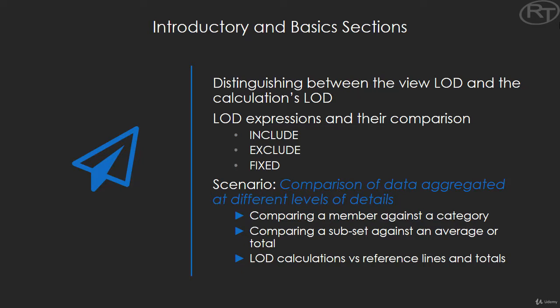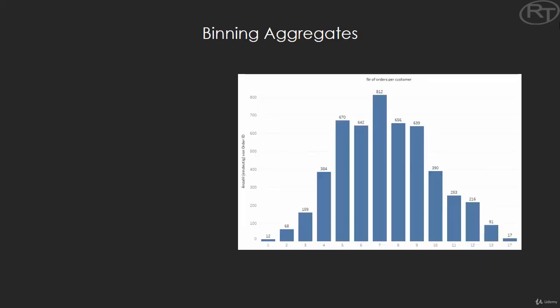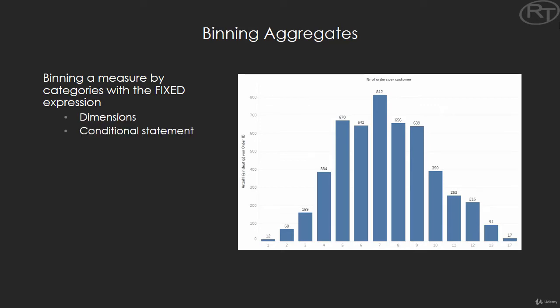Of course, the intro lectures were not the only case where we used LOD expressions for comparison. We actually did that throughout the whole course, but in combination with other methods. After those intro parts, we went on with intermediate and advanced examples. The first one of them was the topic of binning aggregates. Here, you learned that the fixed expression is ideal to create bins of a measure by using categories. Those categories can be defined by a dimension or some conditional statement.